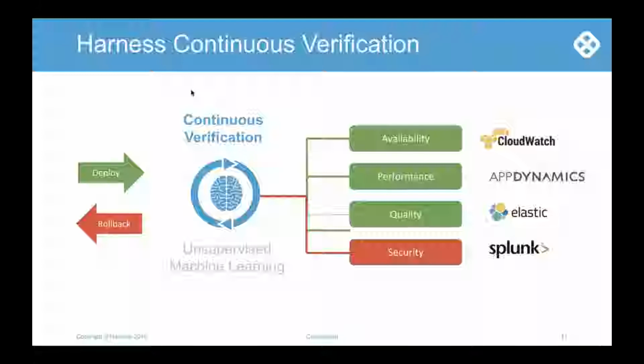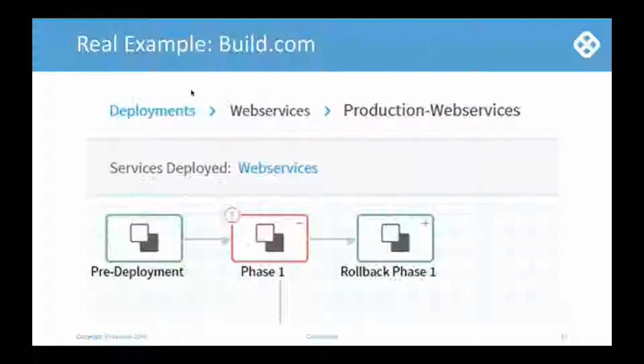And so what we're trying to allow developers to do is use machine learning to verify almost immediately whether their production deployments were successful or not. That's the high-level reason why we're using machine learning in the continuous delivery process. And so I want to start with a real example of a customer.